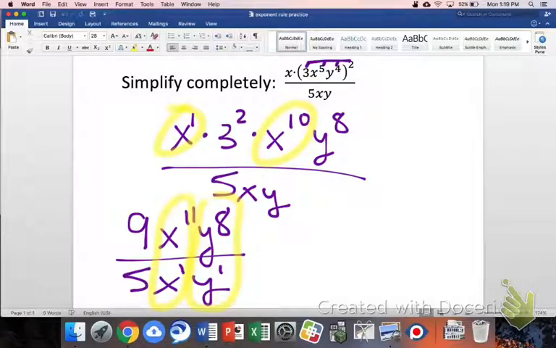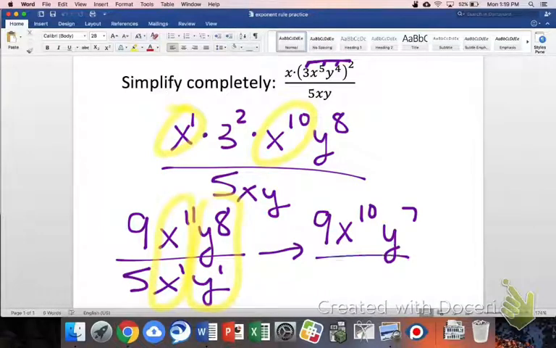So if I am dividing like bases, what do I do with the exponents? Add, subtract, or multiply? Subtract. That's exactly right. Subtract. So this ends up being, for a final simplification, 9x to the 10th, because 11 minus 1 is 10, y to the 7, again because 8 minus 1 is 7, and the 5 does not get to go anywhere. That would be my final simplification, 9x to the 10th, y to the 7th over 5.